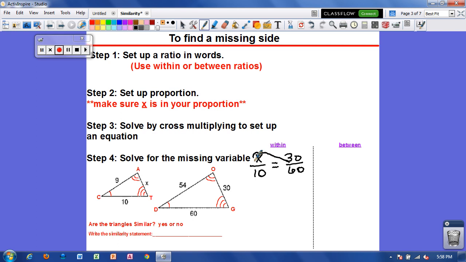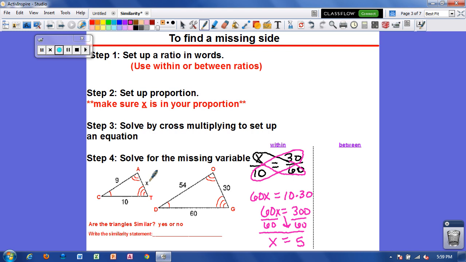Okay, now I want to cross multiply and divide. So I'm going to have x times 60, which I can write as 60x. And I'm going to set that equal to 10 times 30. So 60x equals 300. I'm going to divide by 60 on both sides. Bring down my equal sign. 60 divided by 60 is 1, so I'm left with 1x. And 300 divided by 60 is 5. So that means this side measures 5.